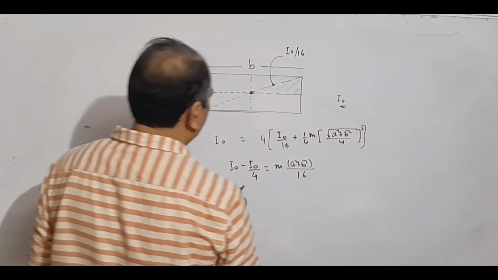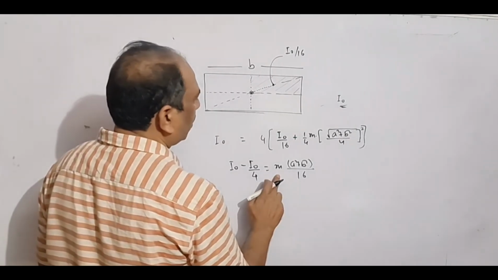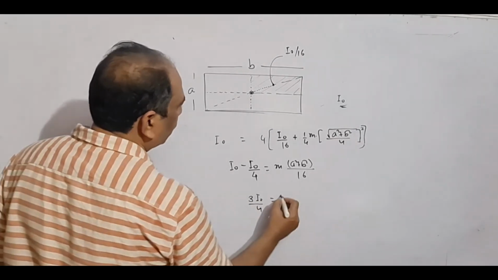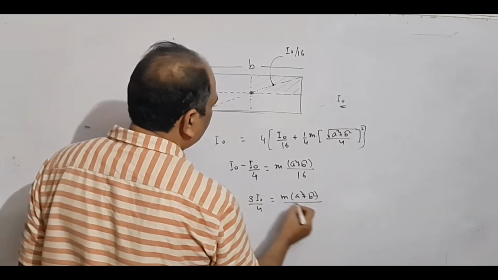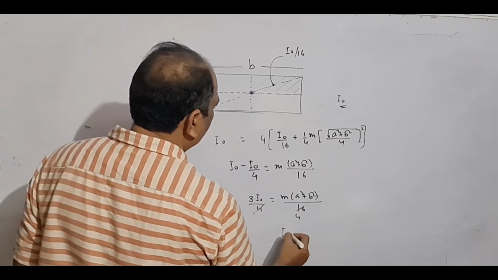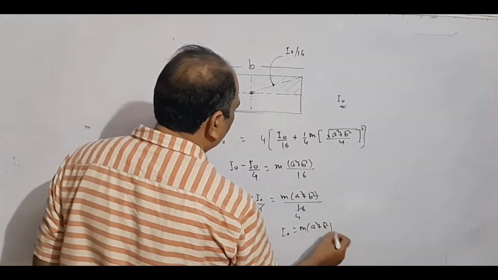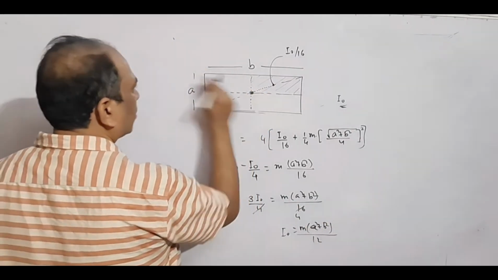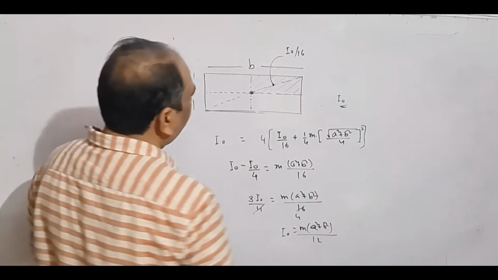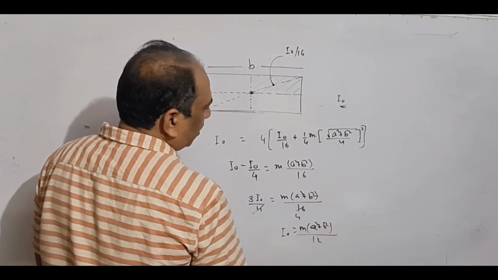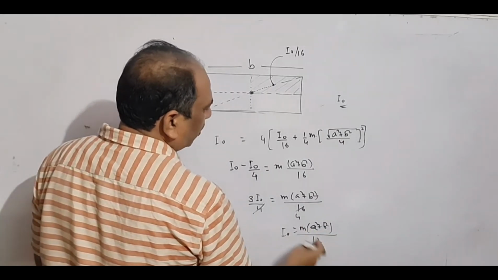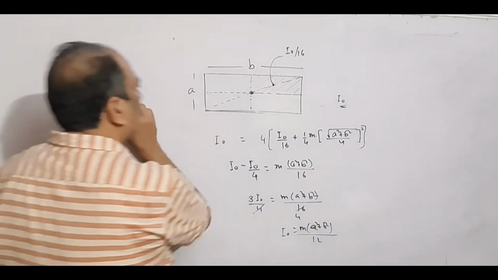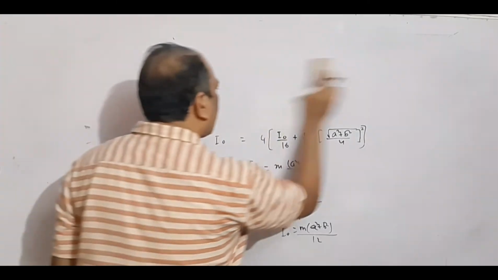So on solving this, we'll get I0 minus I0 by 4 is equal to m into a square plus b square by 16. Then 3 I0 by 4 will be equal to m a square plus b square by 16. And then you'll get I0 equal to m a square plus b square by 12. So this is the moment of inertia about this axis of this rectangular plate. If it was a square, then a and b would be the same. Then you can write 2a square, then 2 will cancel this 12 and you'll get 6 here, as we obtained earlier.